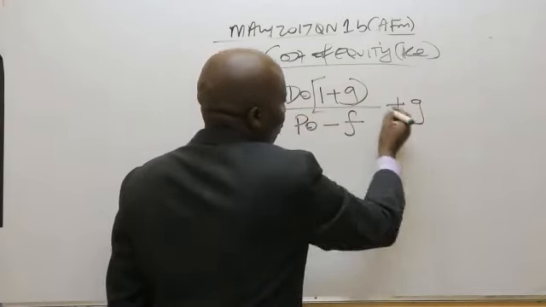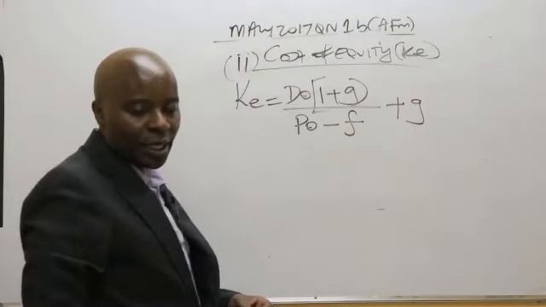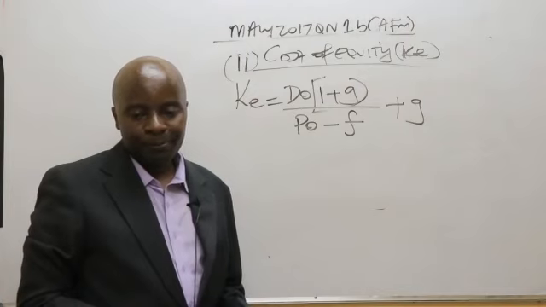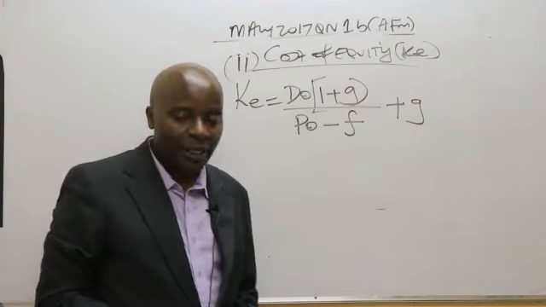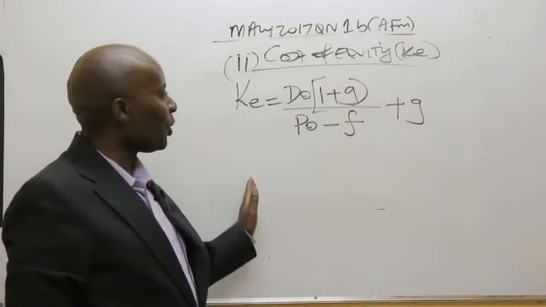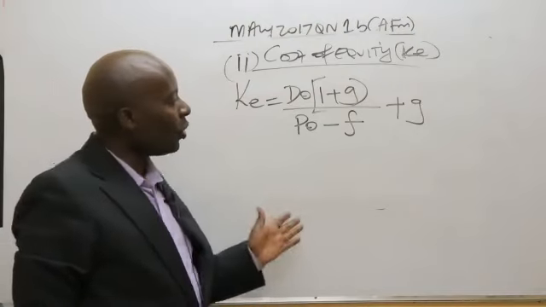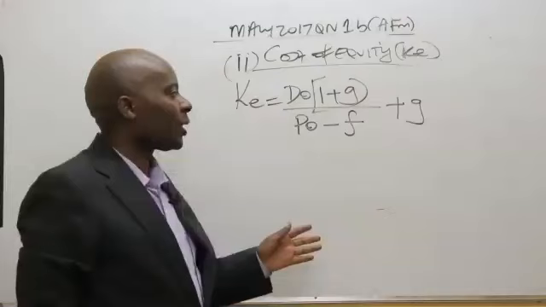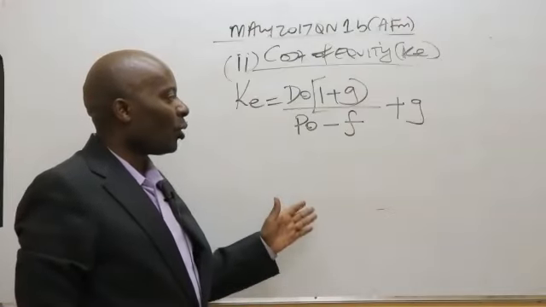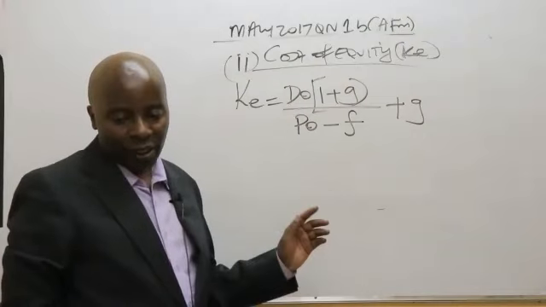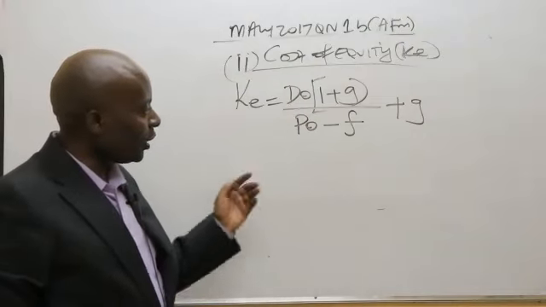But remember, there are 2 growths. So plus what here? Plus growth rate. This is quite an important one. Cost of equity equals DO into 1 plus growth rate all over PO minus flotation cost, plus G.